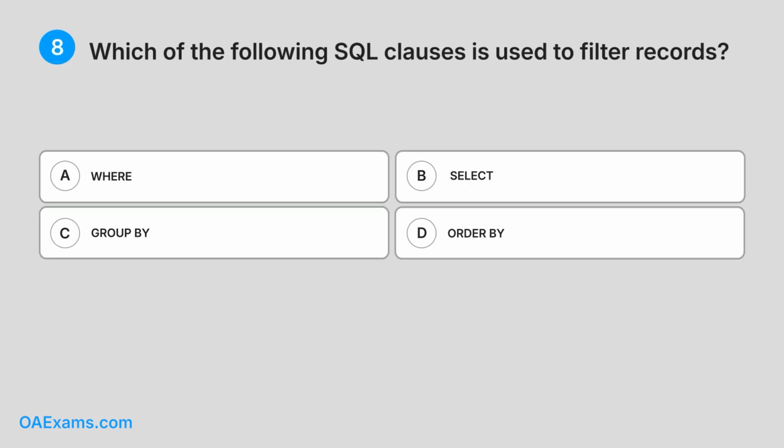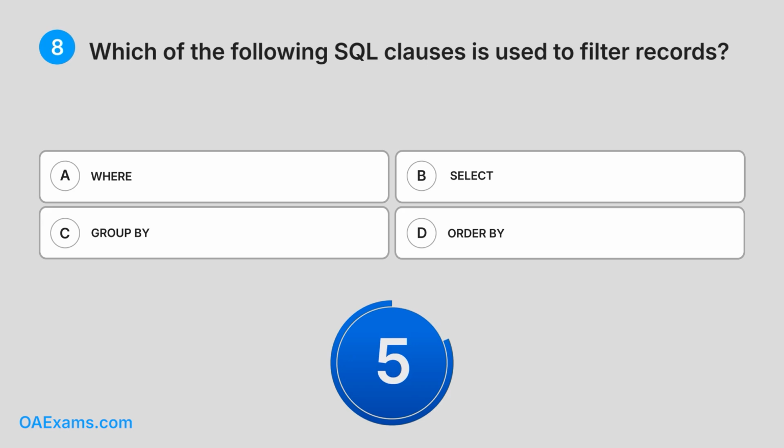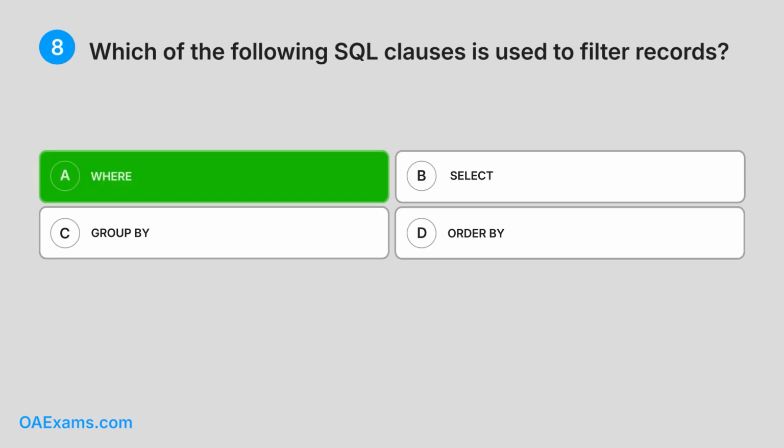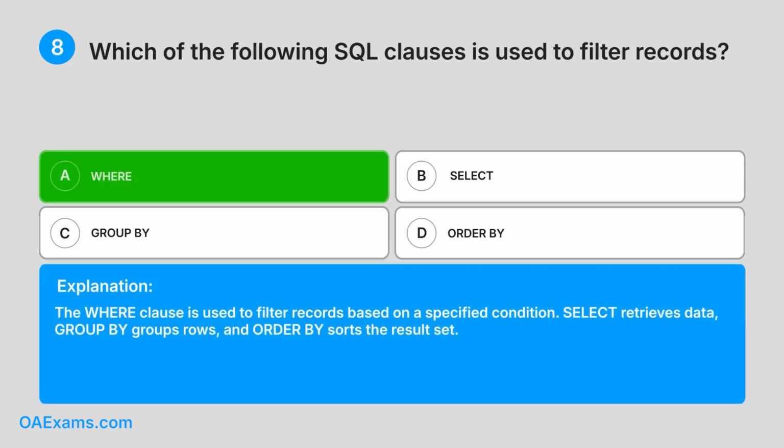8. Which of the following SQL clauses is used to filter records? A. Where. B. Select. C. Group by. D. Order by. What do you think is the answer? Correct answer, A. Where. Explanation. The where clause is used to filter records based on a specified condition. Select retrieves data, group by groups rows, and order by sorts the result set.